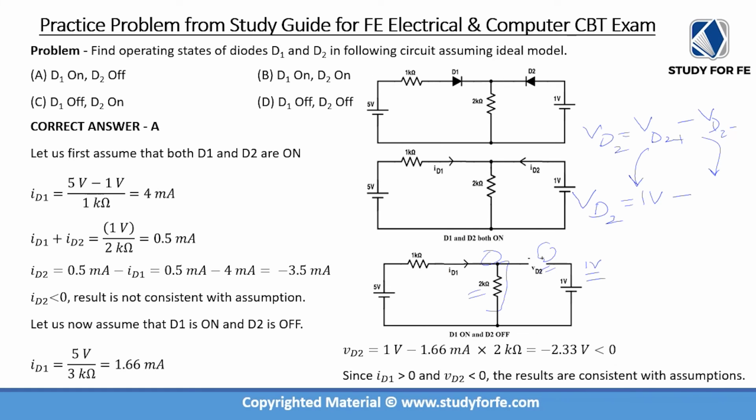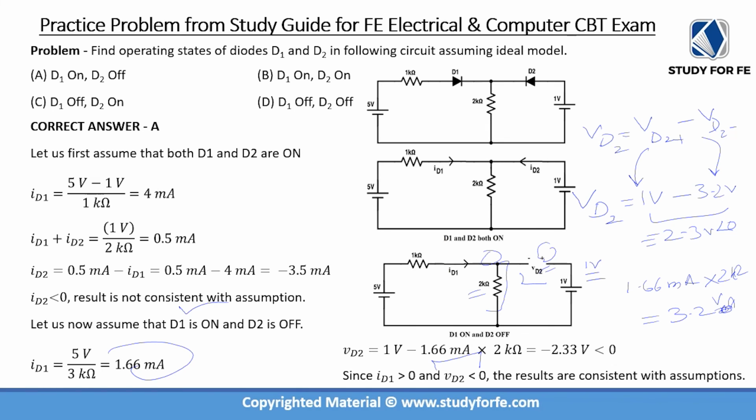So the voltage drop across the 2 kilo ohm resistor is simply equal to 1.66 milliamps, which was this diode current, times 2 kilo ohm, and that is roughly 3.2 volts. So we have roughly 3.2 volts, and 1 volt minus 3.2 volts is roughly negative 2.3 volts, which you can see is negative. Because the voltage across the diode is negative, it basically means that this diode indeed is off. So we verified our assumption.